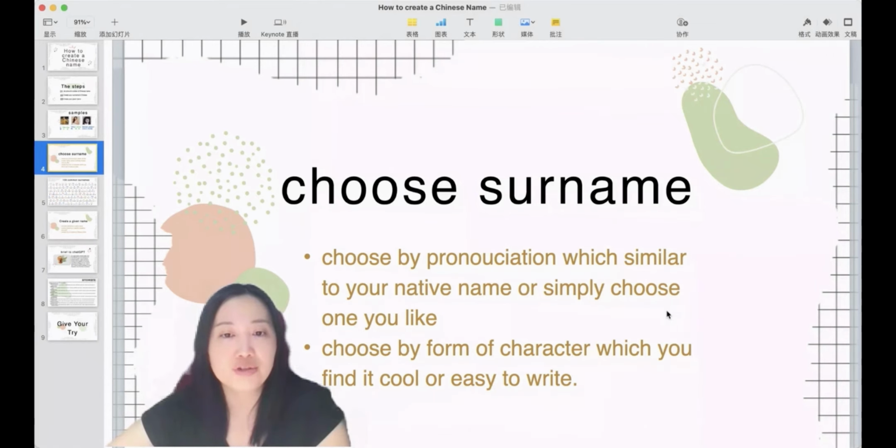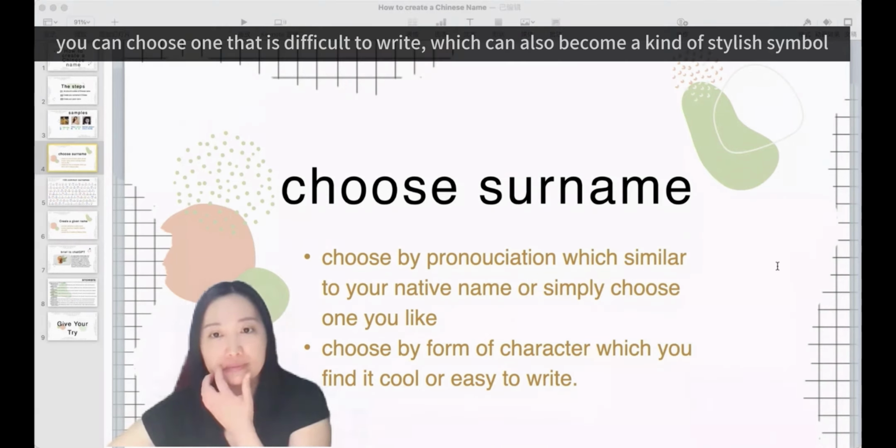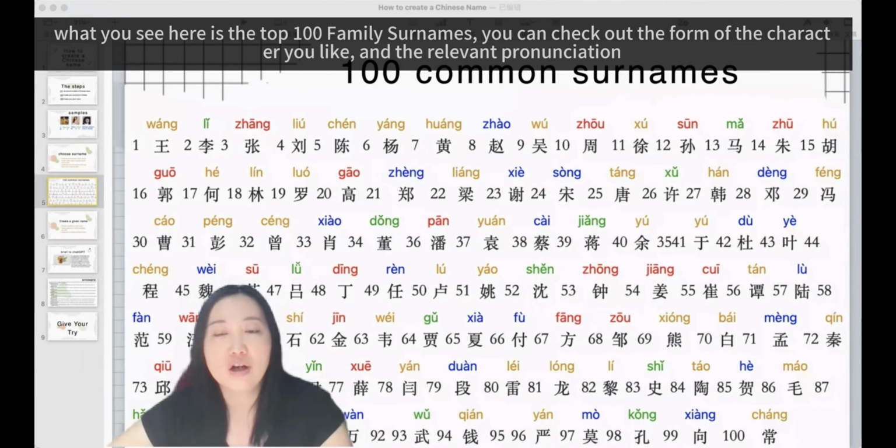Or you can choose by the form of the character which you find cool or easy to write. And of course, you can choose one that is difficult to write, which can also become a kind of stylish symbol. What you see here is the top 100 family surnames. You can choose the form of the character you like and the relevant pronunciation.